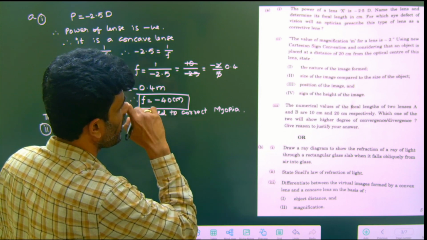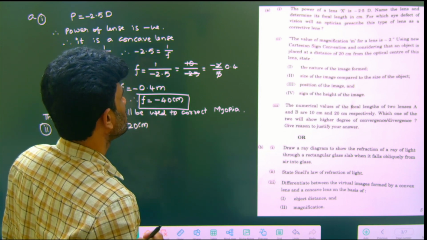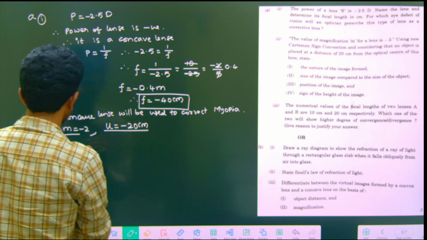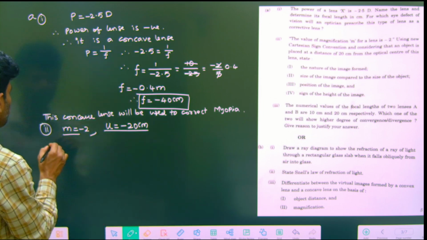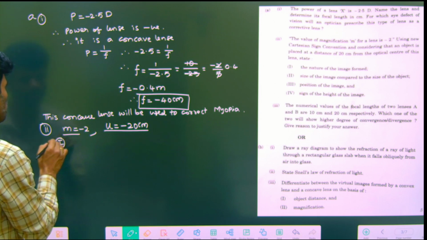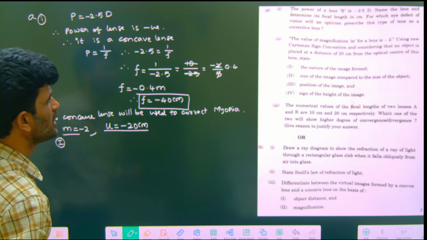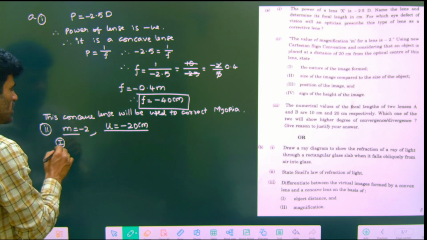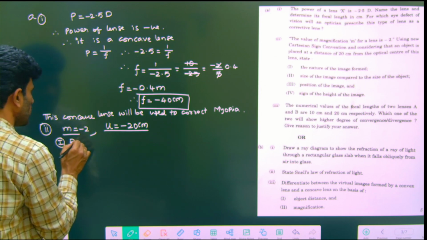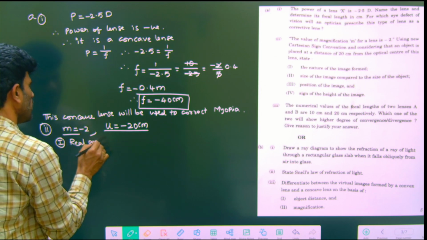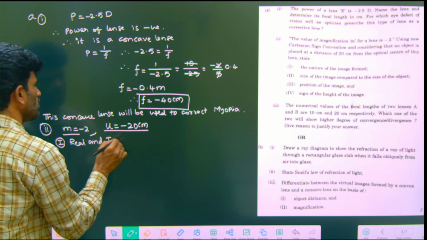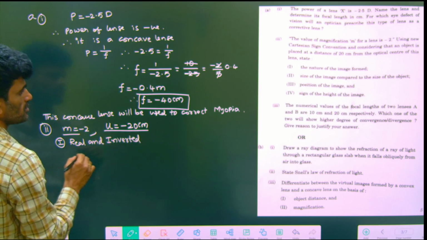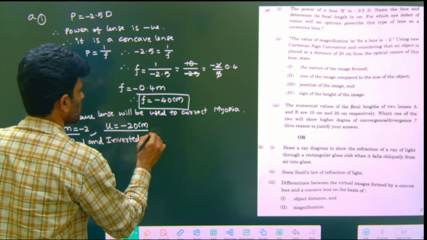What are they asking to find? The focal length, then state. By using these two, you have to answer these questions. First question, what is the nature of the image formed? Whenever magnification is negative, it is real and inverted. Real and inverted image. This is the nature.